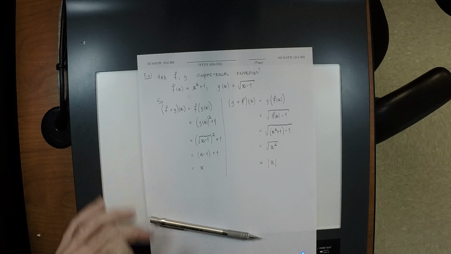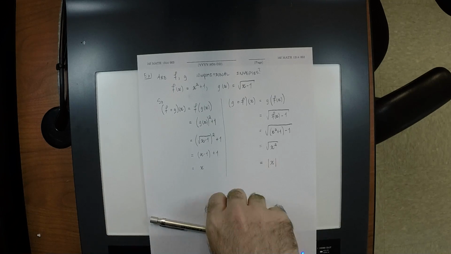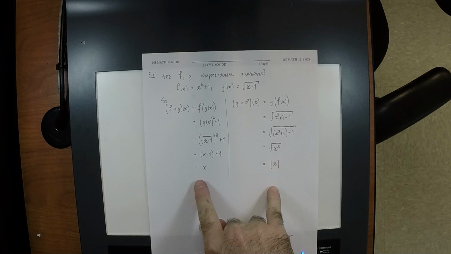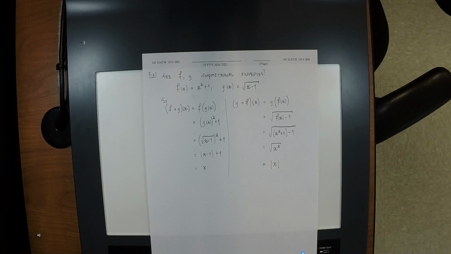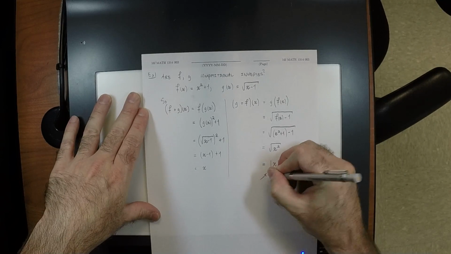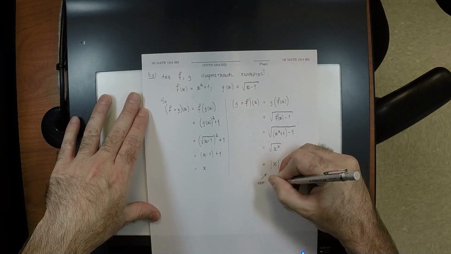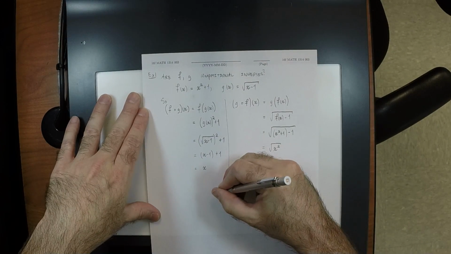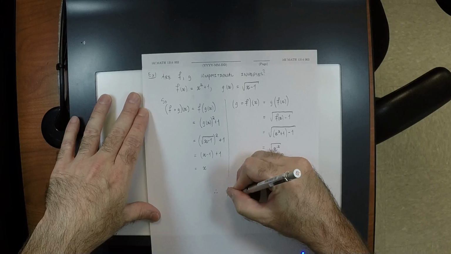It's not x. So, what's the conclusion about f and g? Are they inverses? This is not x. And therefore, f and g are not inverses.